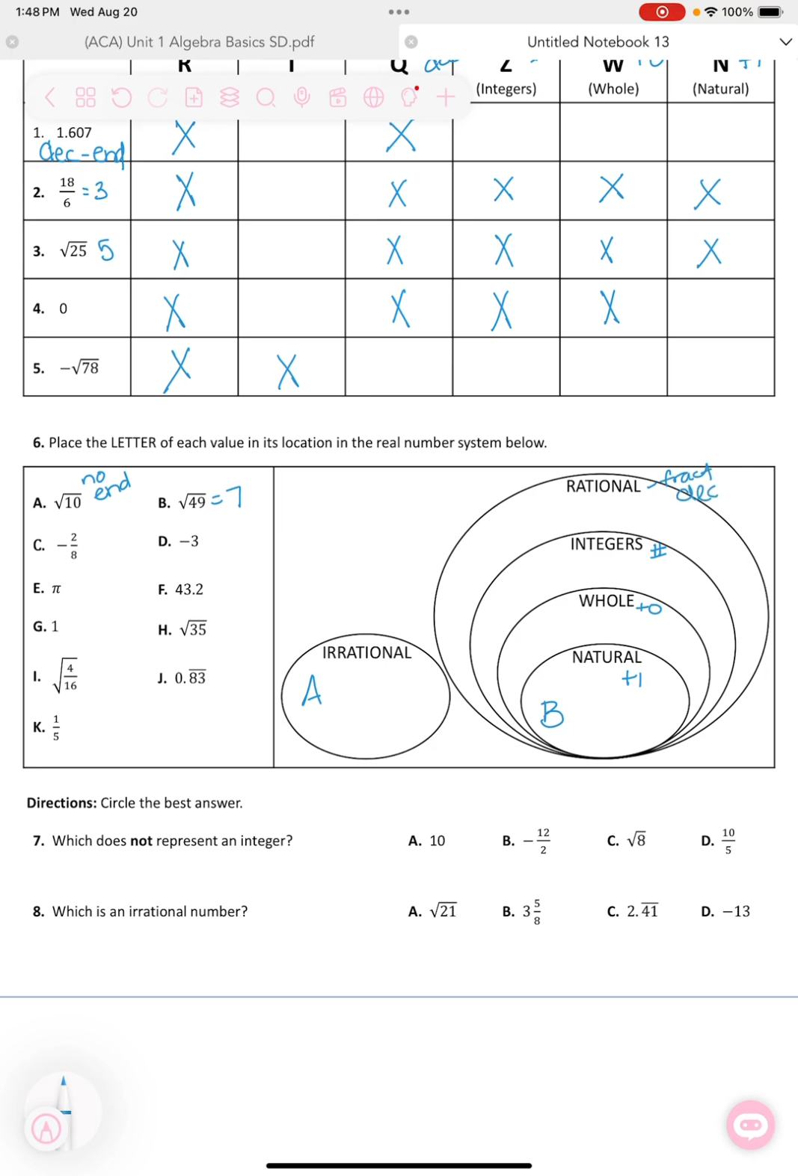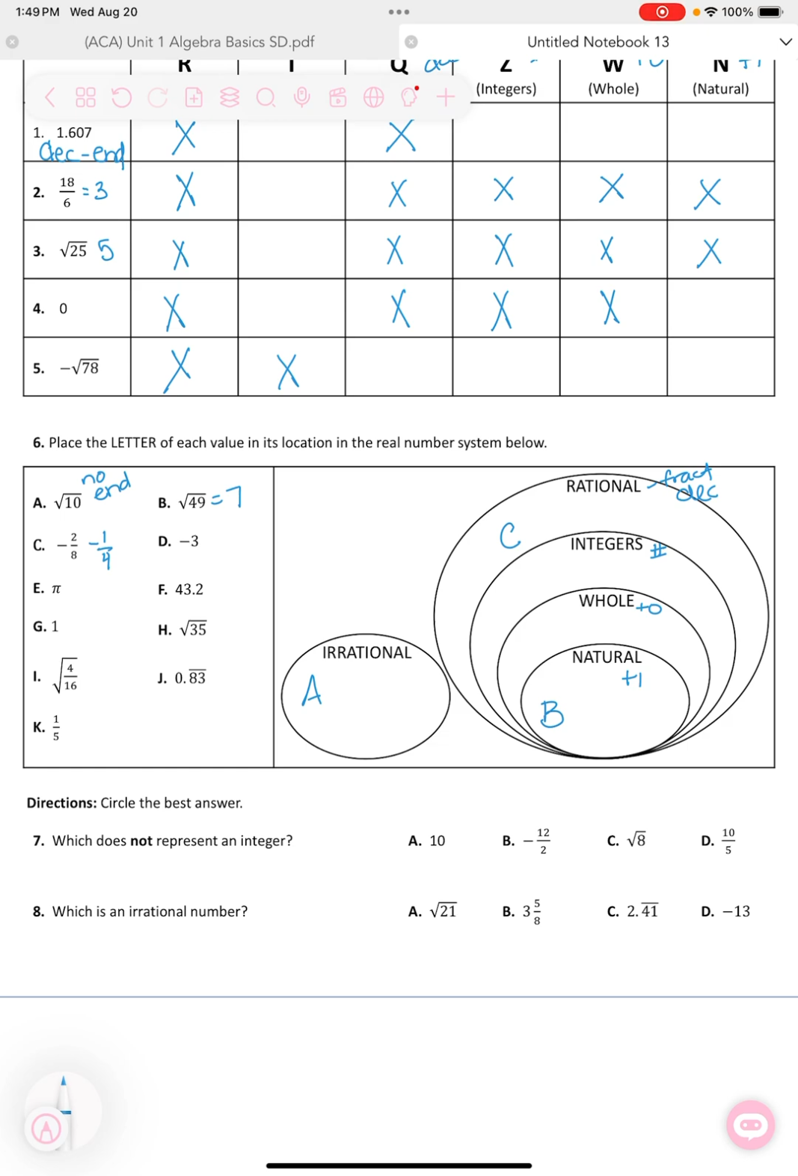Okay, B is negative 2 over 8, which reduces down to negative 1/4. If you were to put that as a decimal, you'd get negative 0.25, which ends. So that means that it's going to be rational. And it's not going to be anything else because it's not one that we would count with. We don't count by quarters unless we're counting money.